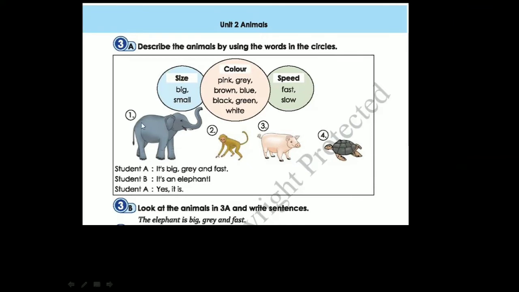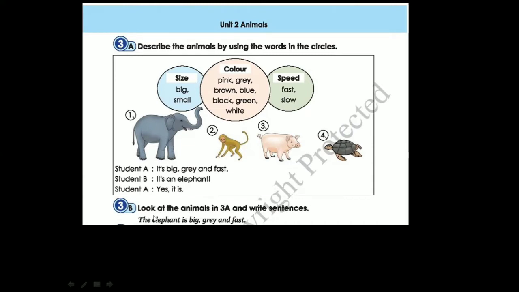So you have to describe the animal by using the words in the tables. For example, number one, it's big, gray and slow. It's an elephant. Yes, it is. Another, for monkey, it's small, brown and fast. It's a monkey. Yes, it is. For pig, it's big, pink and slow. Yes, it's a pig. Like this.